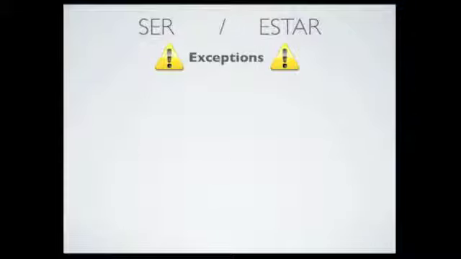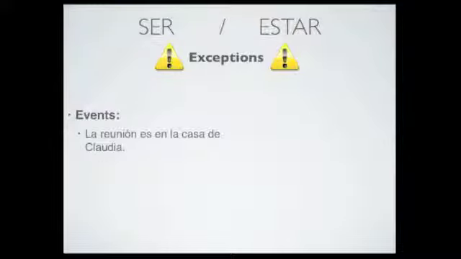These are really general explanations. Of course, there are a couple of exceptions. We're going to see two of them that are really common. When we talk about events, we don't use estar, even though they are temporary and that can be really short. We use ser instead. For example, la reunión es en la casa de Claudia. Although it's temporary, we use ser.